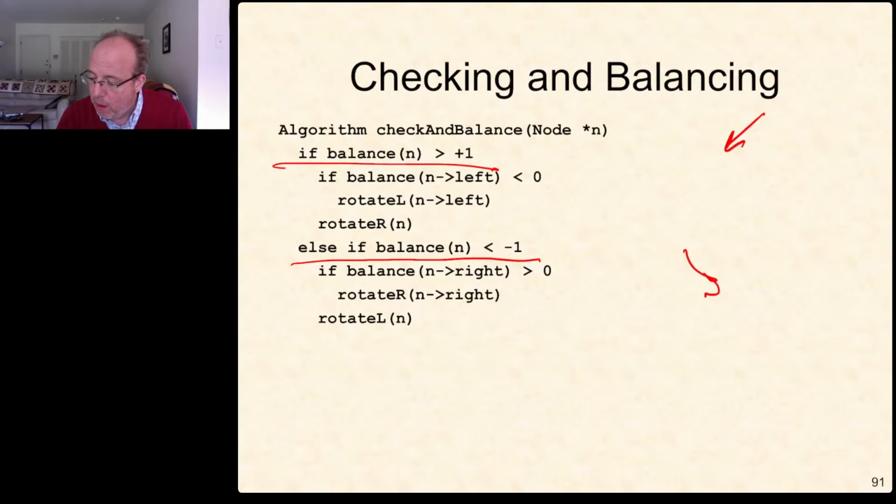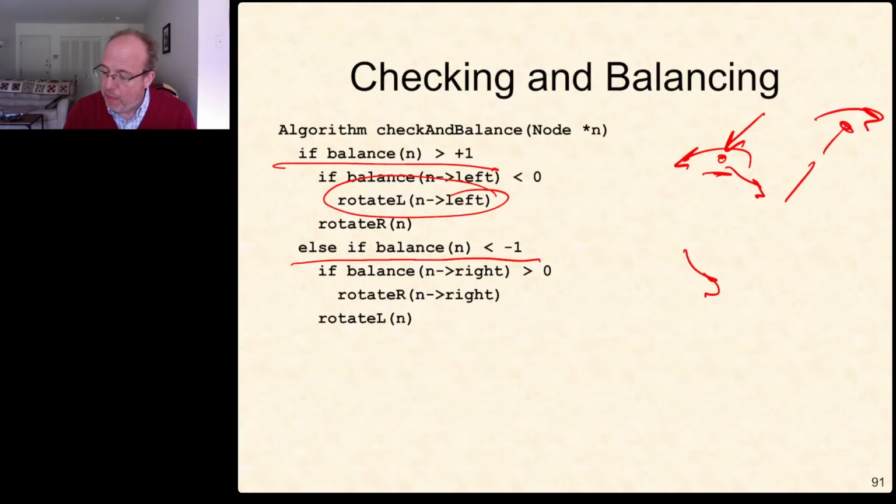So if the balance of the left child is negative, which means it's right heavy, then we have to do an extra rotation, which rotates left at the left child. And then once we do that, we're guaranteed to have a stick, and then we rotate right at the top. The same thing in the else condition. If the balance is less than -1, that means it's left heavy. If the right child is positive, which means it's right heavy, then we have a jagged stick.